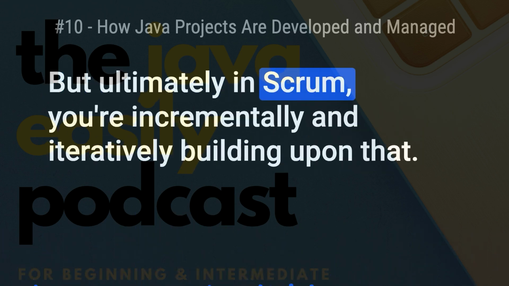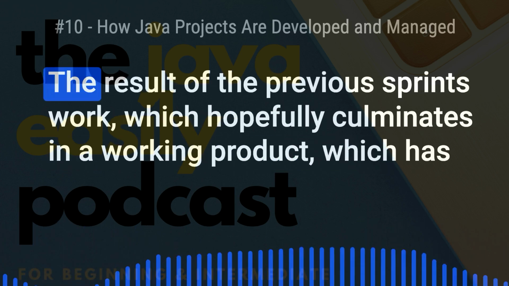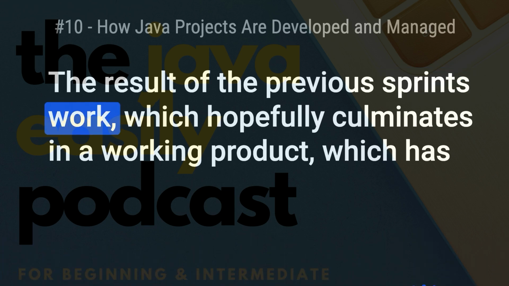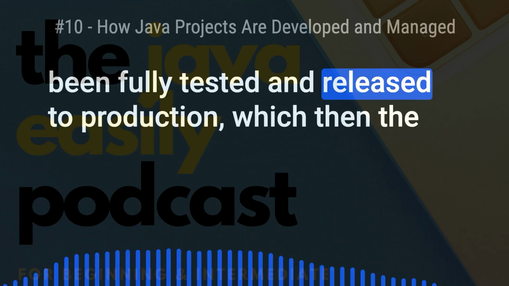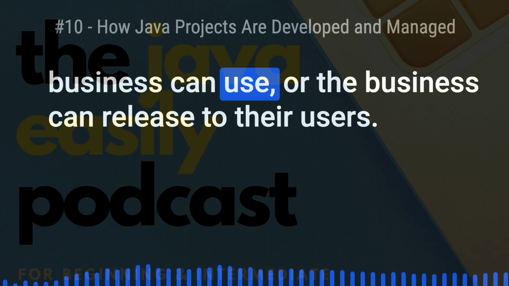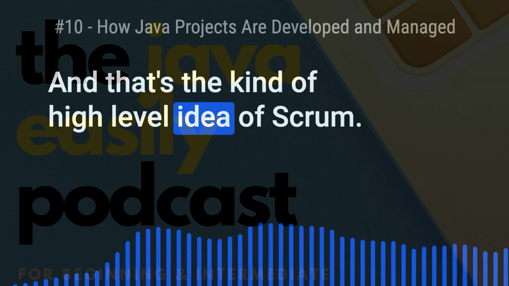But ultimately in Scrum, you're incrementally and iteratively building upon the result of the previous sprint's work, which hopefully culminates in a working product which has been fully tested and released to production, which then the business can use, or the business can release to their users. And that's the kind of high-level idea of Scrum.